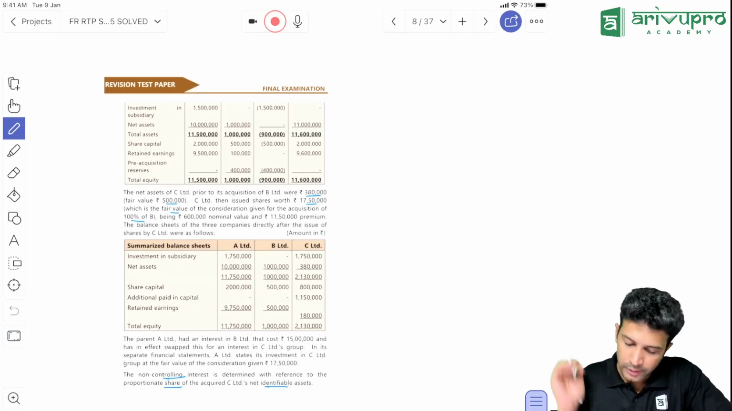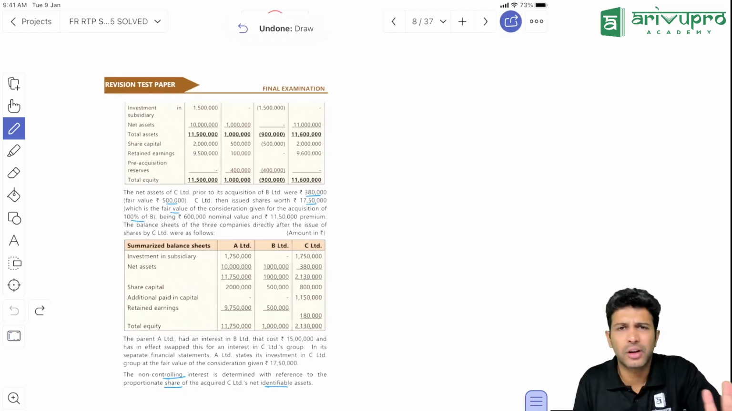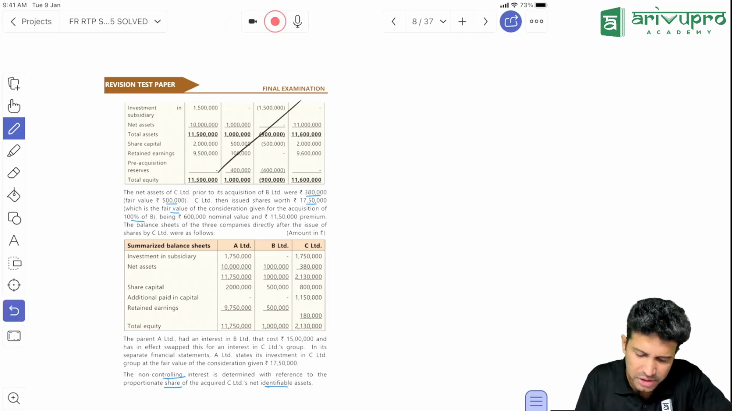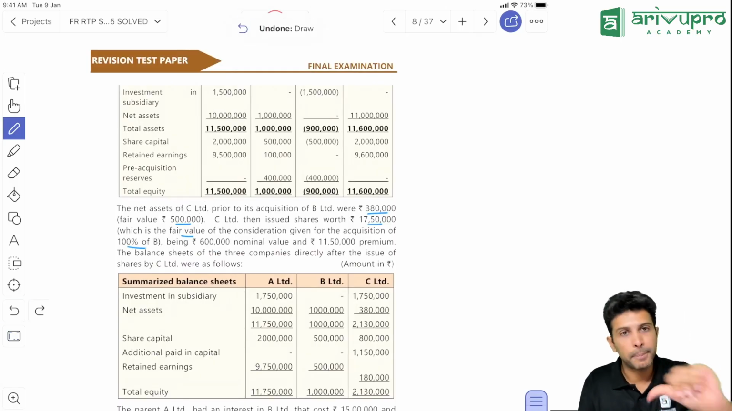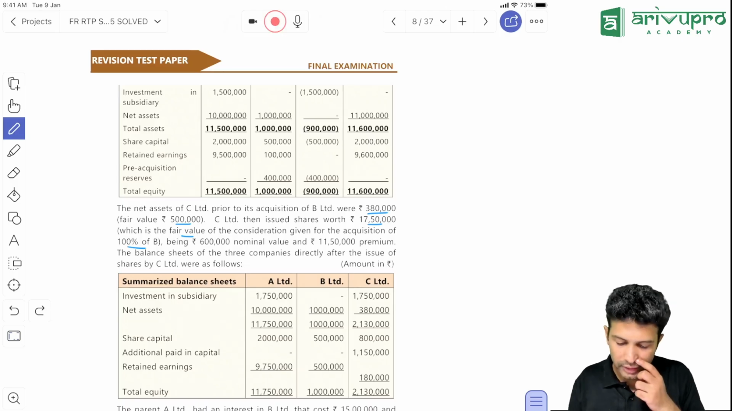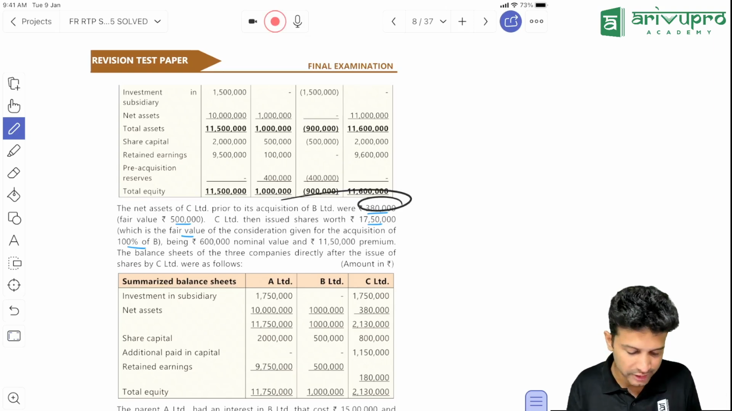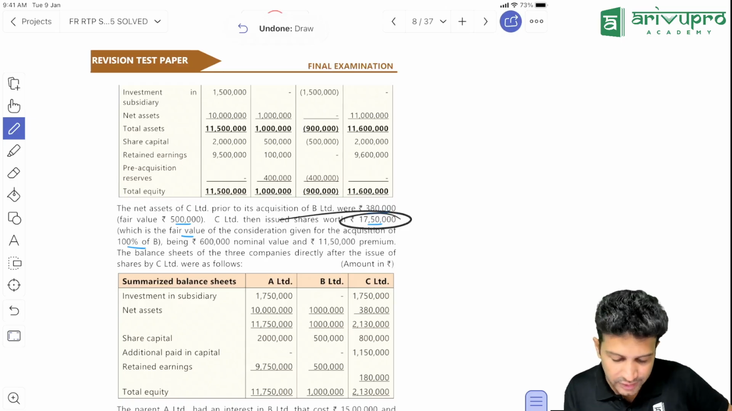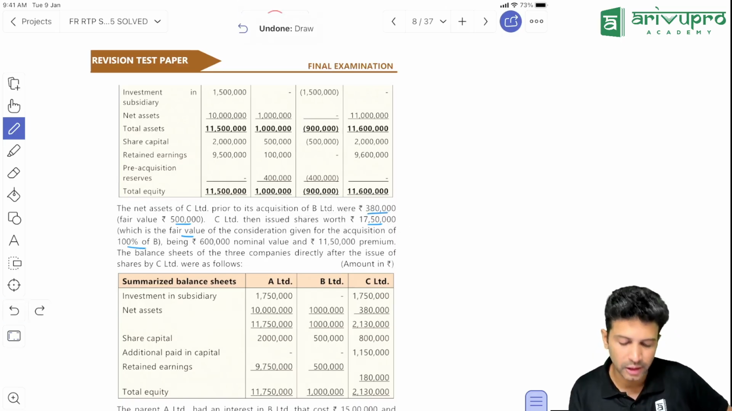Now, this is the information they've given. All this consolidation data we don't need for our purpose, right? We just need to compute the gain or loss. So the table they've given is not relevant. They gave the net asset information of C Limited and B Limited. Prior to the acquisition of B, the net assets of C Limited were 380, and fair value was 5 lakh. C then issued shares worth 17,50,000, which is the fair value of consideration given for 100% acquisition of B.